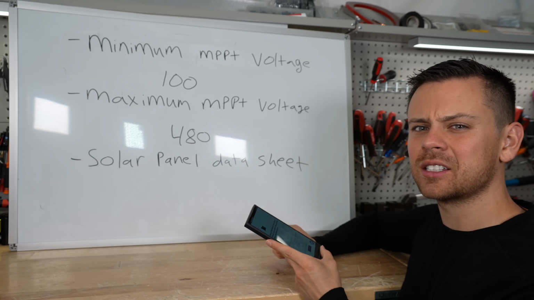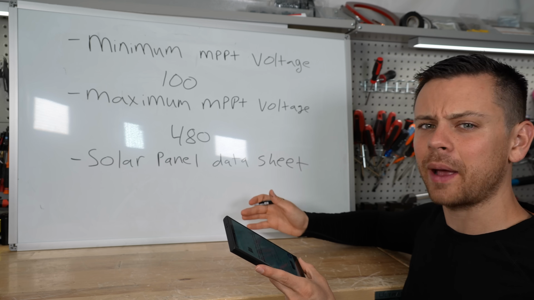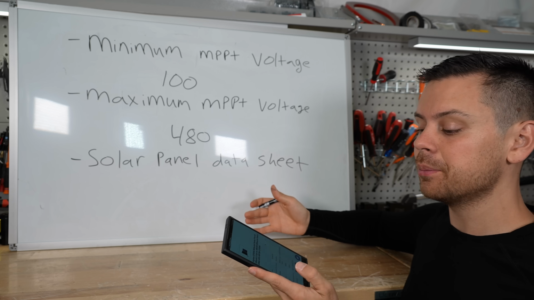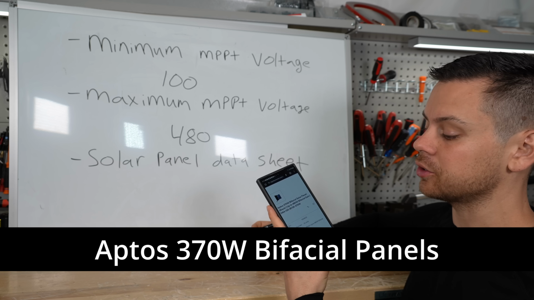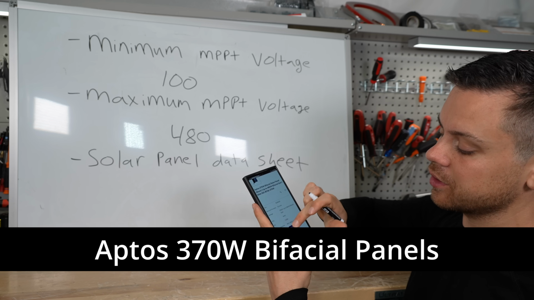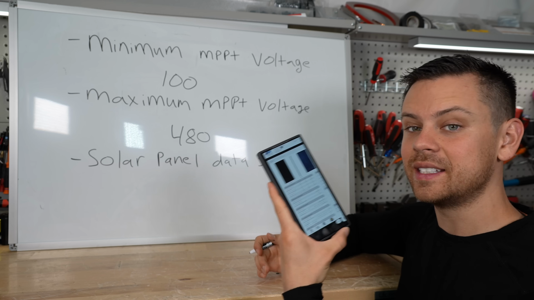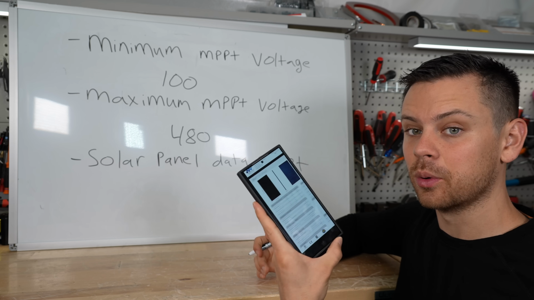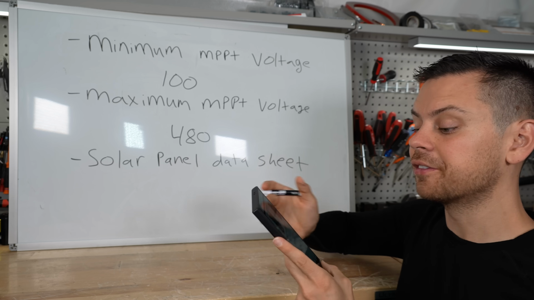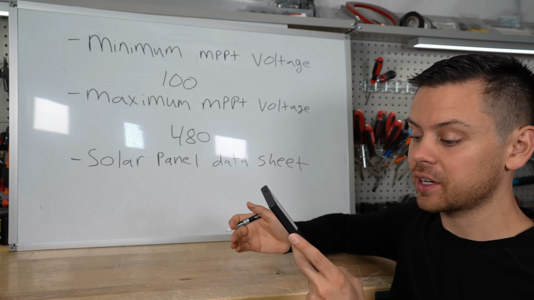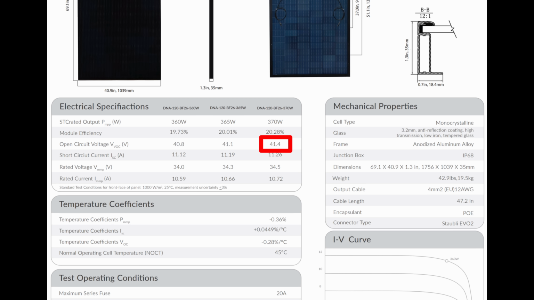And now we need to connect some solar panels. You can use any solar panel you wish, but for this example, we're going to use my favorite Aptos solar panels. And I'm going to click here for the spec sheet. And that will give us the data sheet, and we need a few important numbers off of this sheet. So first, we need the voltage open circuit, and that's the VOC. And for these panels, it's 41.4.